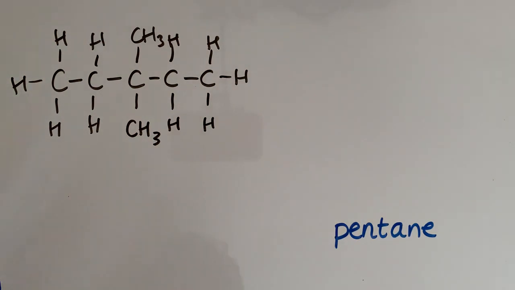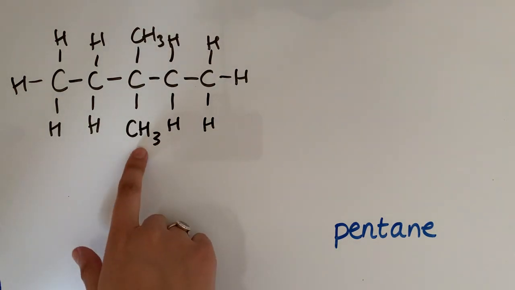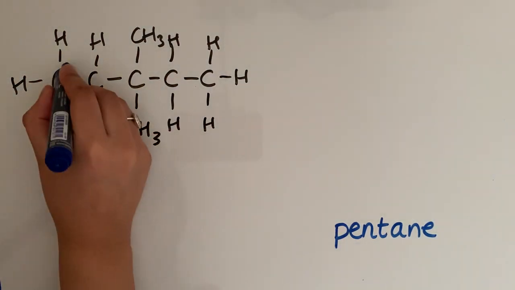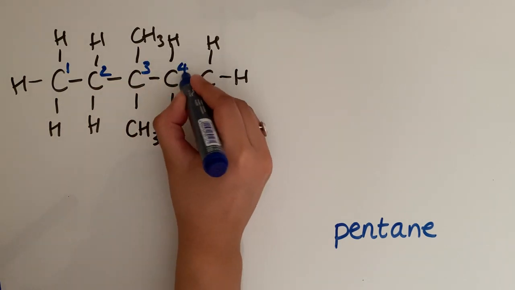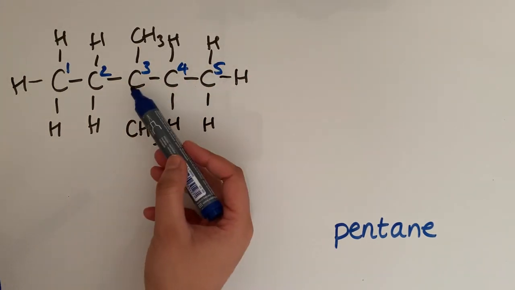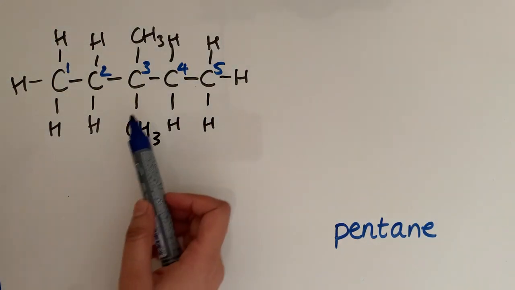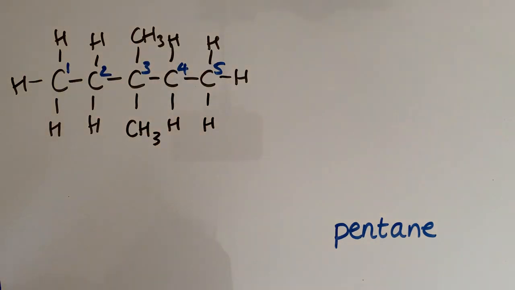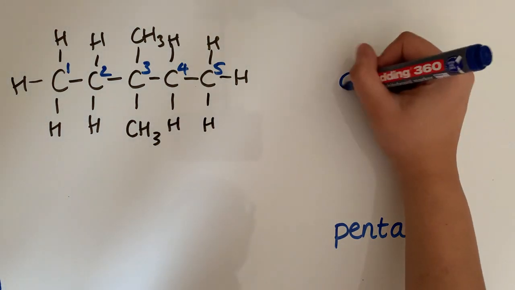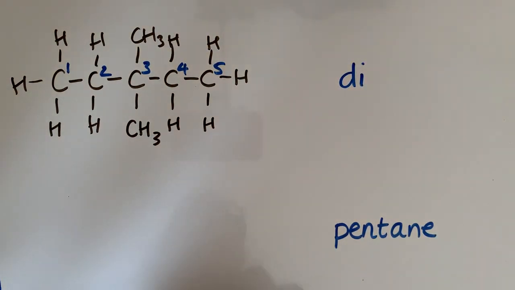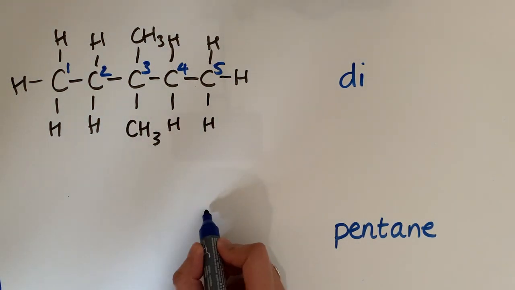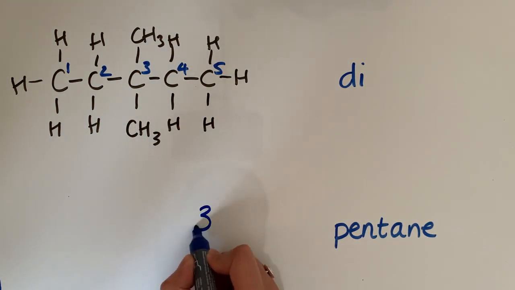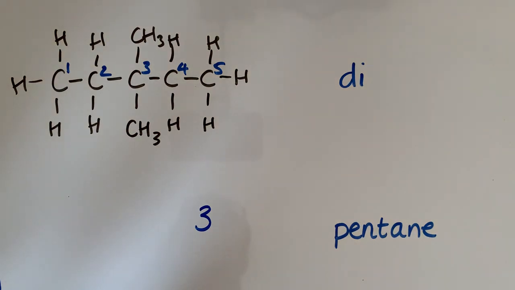Remember, we number to have the branches coming off of the smallest carbon. In this case, it doesn't actually matter because it falls in the middle. So C1, 2, 3, 4, 5. As you can see, if I start numbering from here, these will still come off of 3. So coming off of carbon 3, we have a methyl group here, and we have a methyl group here. So there's 2 methyl groups coming off of carbon 3. If we have 2 of something, we use the prefix di. So coming off of carbon 3, we have 2 methyl groups, and they're both coming off of carbon 3.